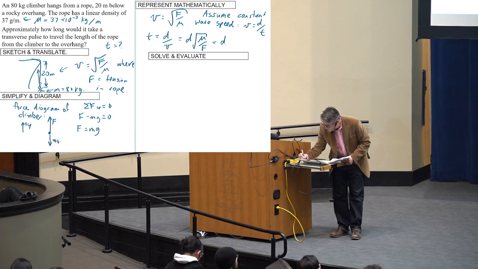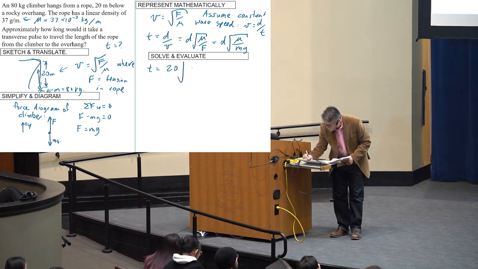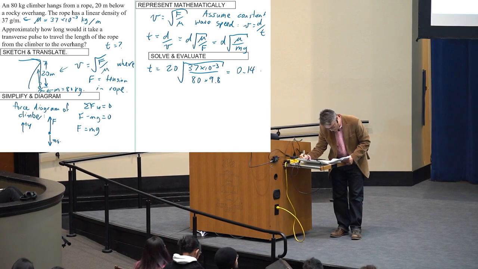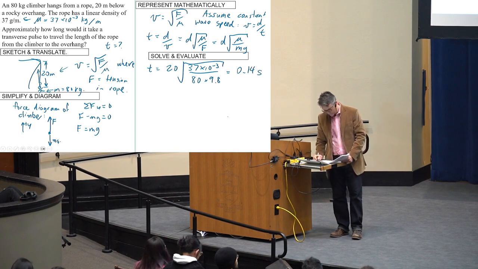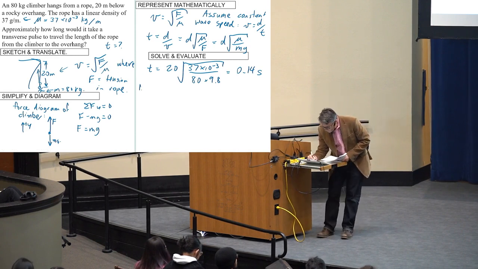So that's actually going to be, since we know the force, mu divided by mg, square root. So T is equal to 20 meters times the square root of 37 times 10 to the minus 3 divided by 80 times 9.8. And I got 0.14, and that should be seconds. Now, what's weird about this, I don't know if you guys have noticed this, we used the mass of the rope, but we also neglected the mass of the rope.